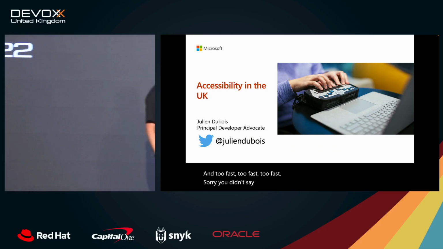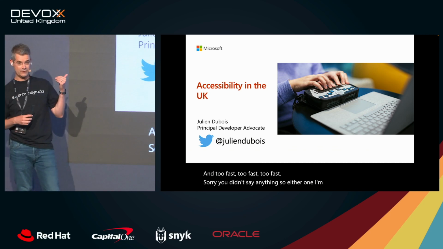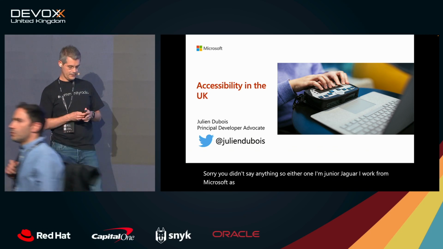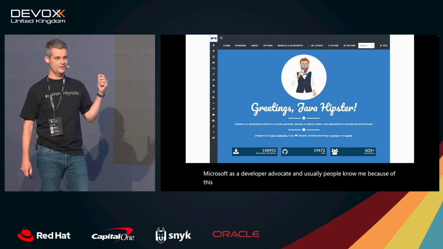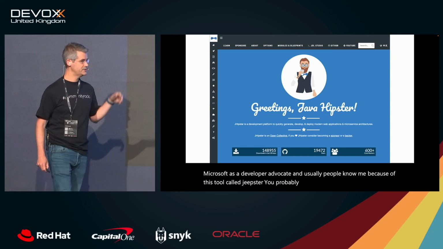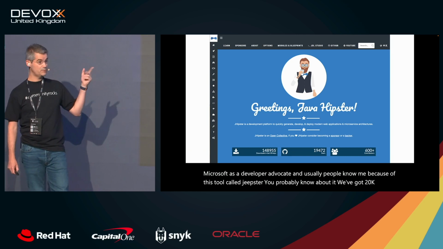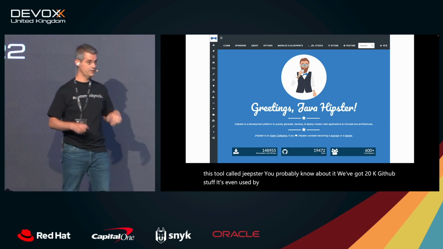So hi everyone, I'm Julien Dubois. I work for Microsoft as a developer advocate. And usually people know me because of this tool called JHipster. You probably know about it. We've got 20K GitHub stars. It's even used by DevOps, so you're all our end users.